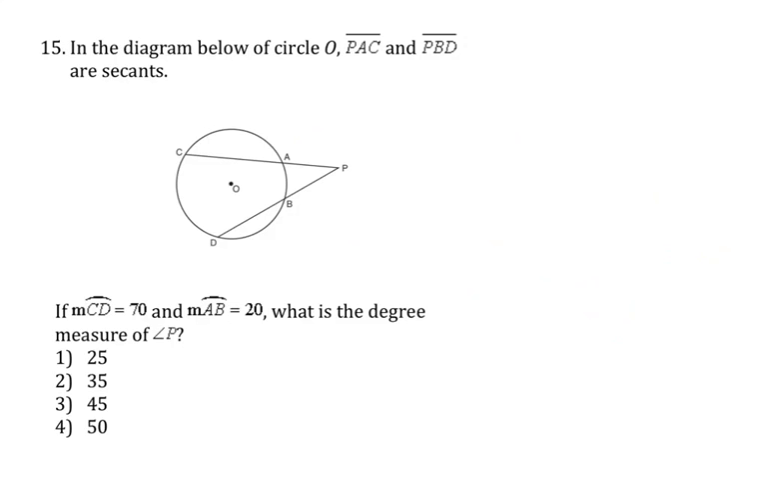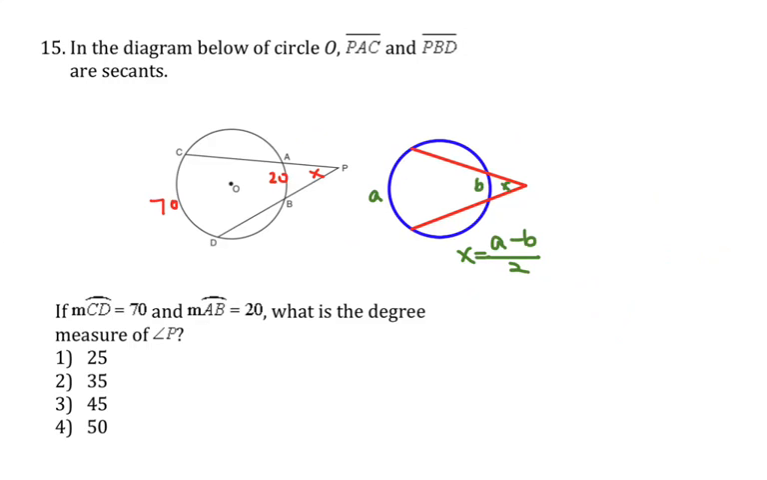All right, let's look at the next question, number 15. Here we have the measure of arc CD is 70, and the measure of arc AB is 20. What is the measure of the angle P? So here, the formula is this. When you have a circle and 2 secants meeting up together, then this is A, this one is B, and this one is X. X will be outer minus inner divided by 2. So A minus B divided by 2. So here X will be equal to 70 minus 20 divided by 2. 70 minus 20 equals 50, divided by 2, which is equal to 25. So choice A becomes the answer.